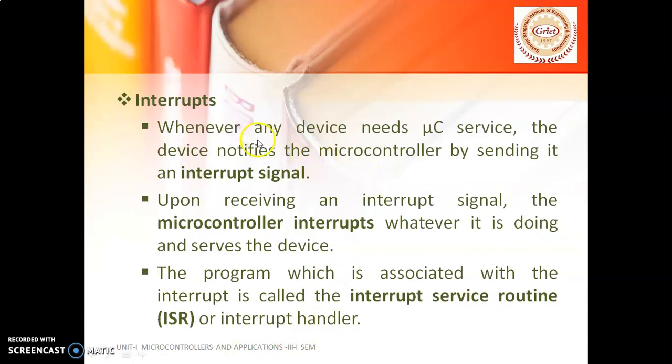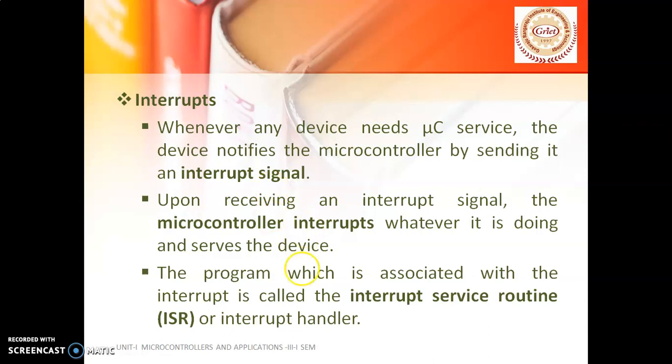Now the first point: whenever any device needs microcontroller services, the device notifies the microcontroller by sending it an interrupt signal. We have taken an example for polling, with n number of devices connected to the microcontroller. Whenever any device needs services, the device sends an interrupt signal to the microcontroller. Once the microcontroller gets the interrupt signal from that particular device, it is going to stop the current execution of the program.